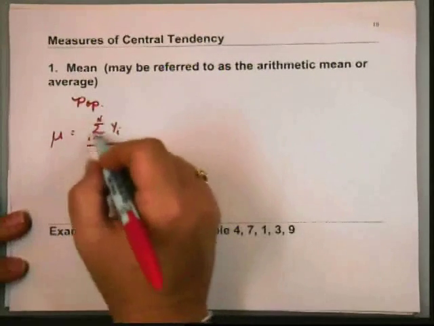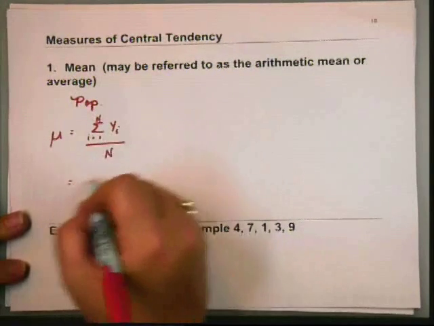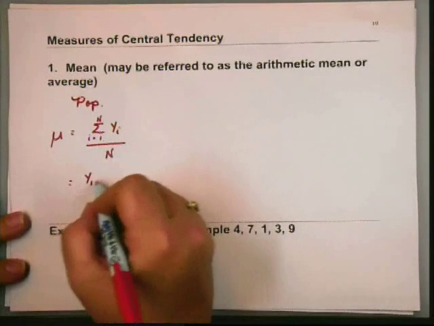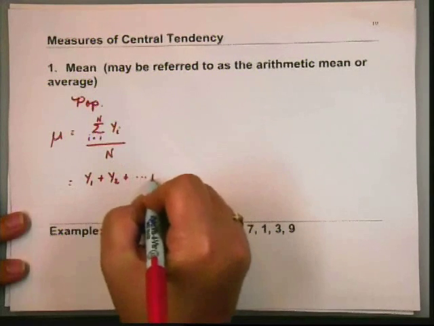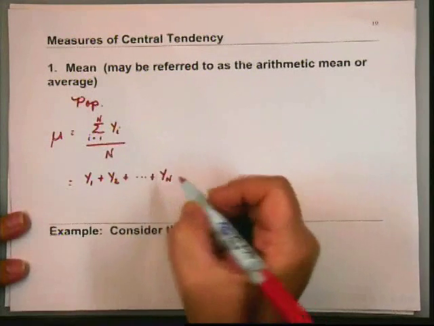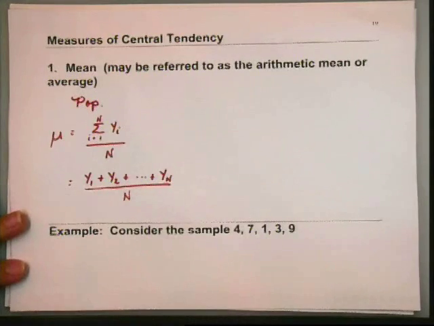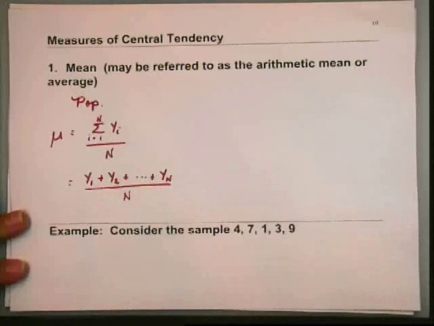So all this means, if you're new to the sigma notation, is that you're adding things up, beginning with i equals 1, that's y1 plus y2, all the way up to the last observation. The last observation would be y capital N. All divided by the number of things you added up, which was capital N. So if the sigma notation is new to you, that's all that it's doing.